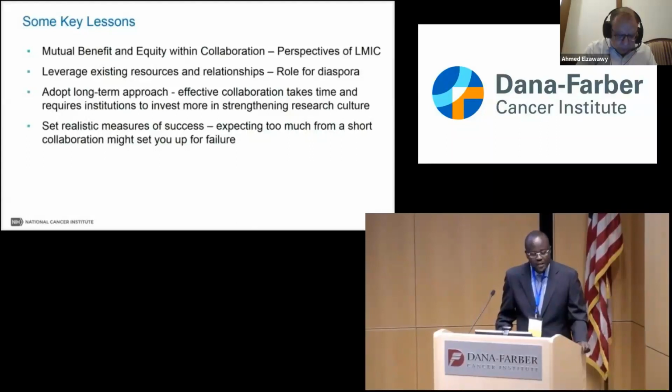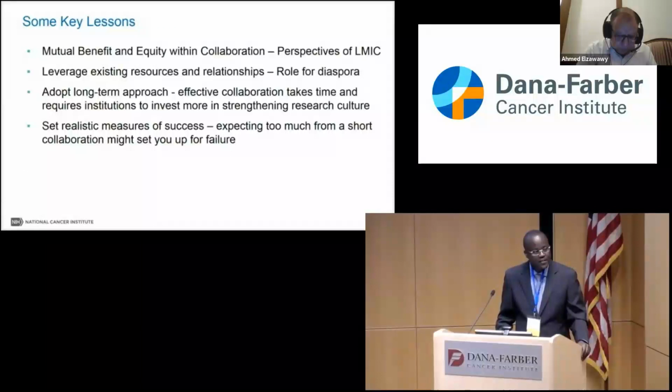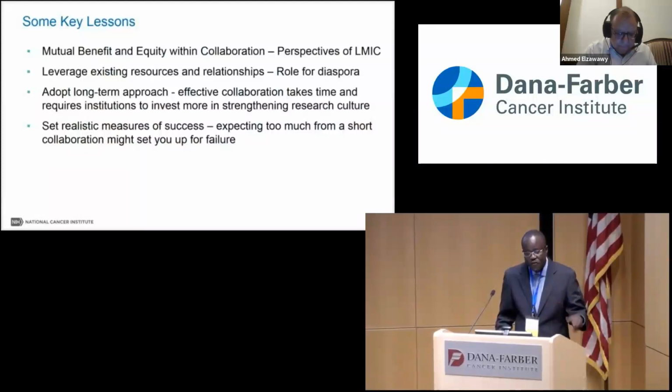Then leverage existing resources. In this case, I'm talking, for example, about the HIV platform that has really done very well in Africa. If we can use that platform to build on research capacity, that would be really good. Remember that it takes a long-term approach to build effective collaboration and an effective research culture in these institutions. So be patient, set realistic goals and realistic measures of success. Otherwise, if you put $50,000 down and you expect to finish all cancer problems in the world within a year, probably that will not be as successful. You might be disappointed. Thank you very much.